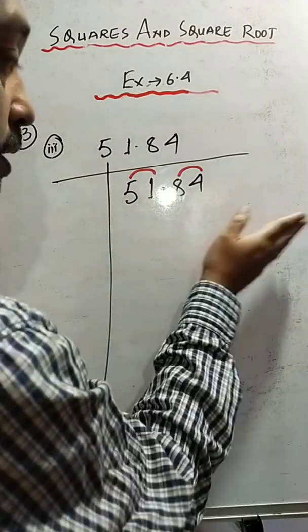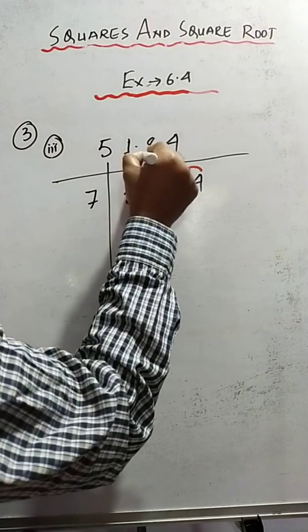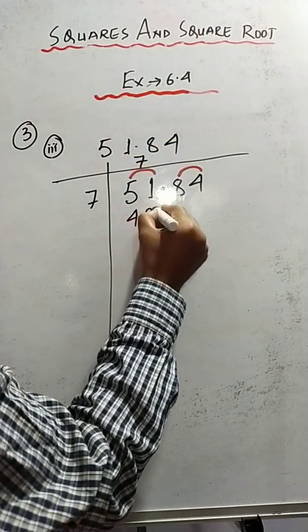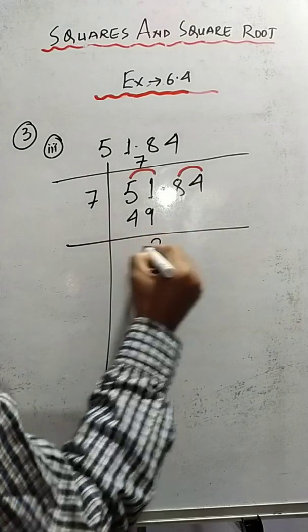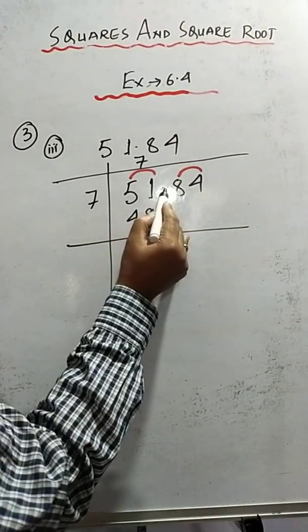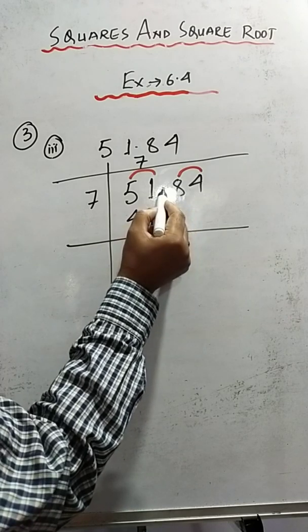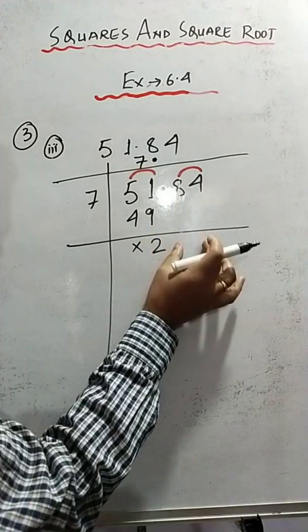So what was the preceding number? 7. So 7 7s are 49. So we'll do the subtraction. Now it will be 9, 10, 11. It will be 2. This will be a cross mark. Now before we bring this 84, what I said, you have to remove this decimal. So where do you have to remove it? From here to here. You have to bring it to the quotient. Now you bring 84.